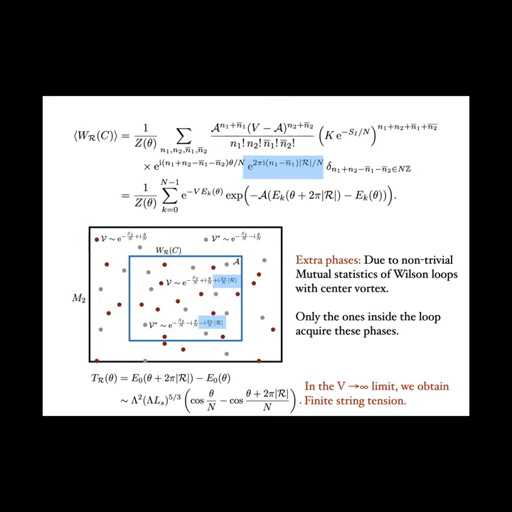And notice that this formula depends only on the N-ality. This is the nice feature of this vortex. For example, for an adjoint probe, it is analytically zero. So there is no finite tension, but for a fundamental quark, a test quark, there is a finite tension.